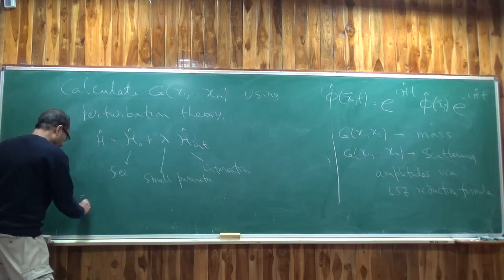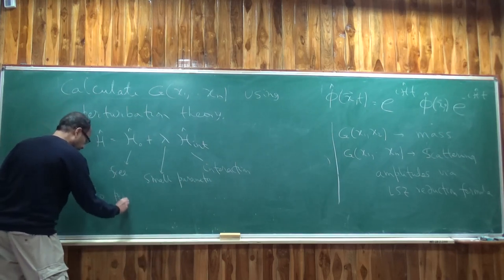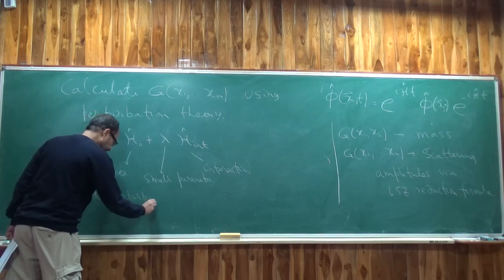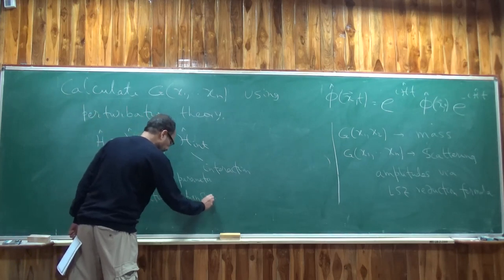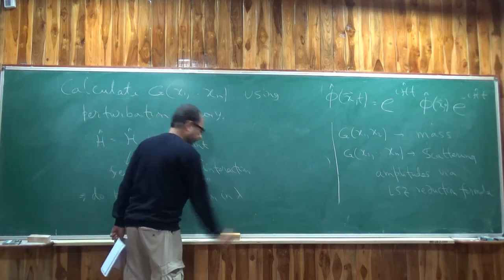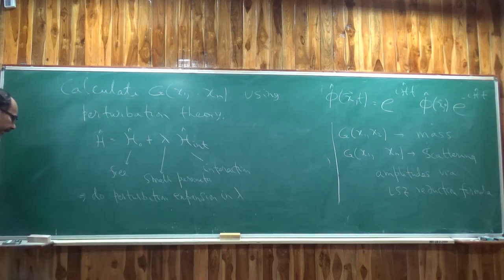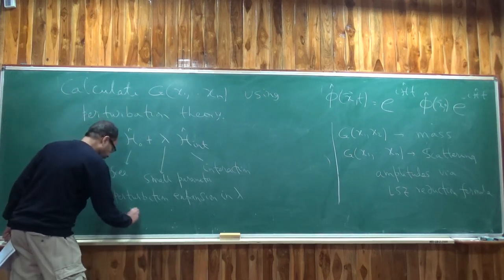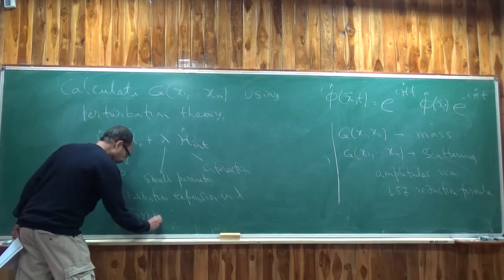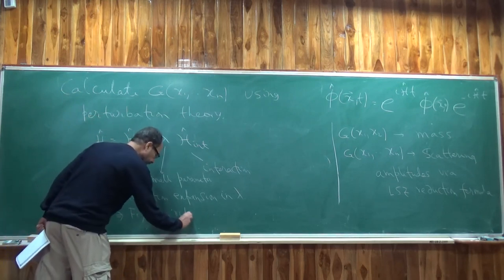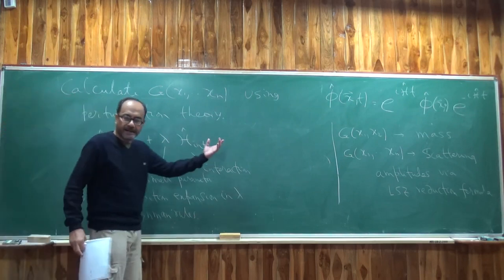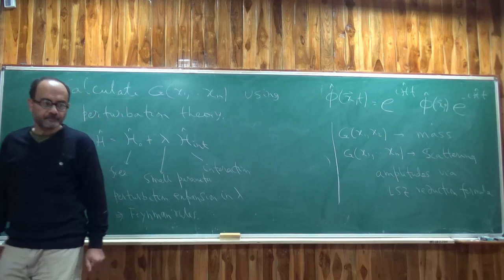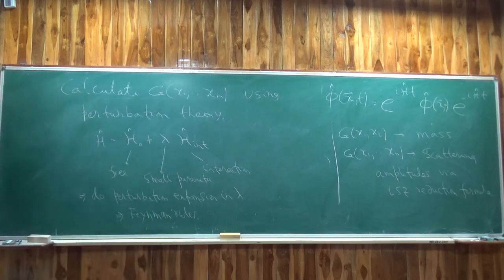So you do perturbation expansion in lambda. And this gives rise to what we call Feynman rules. You get the result as a sum of Feynman diagrams, and the Feynman rules tell you how to associate with a Feynman diagram an actual expression. Is this okay?